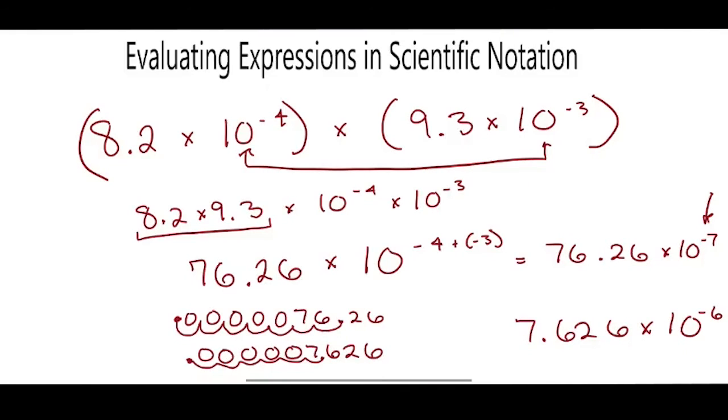So what you could do, though, is move this decimal right here and add 1 to your negative 7, which would have given you the same answer, which is 7.626 times 10 to the negative 6th power.